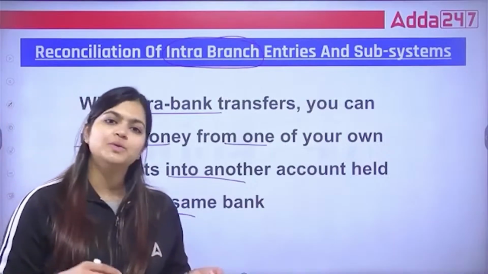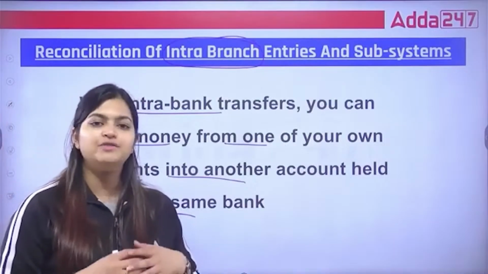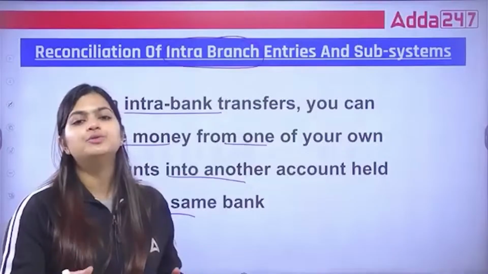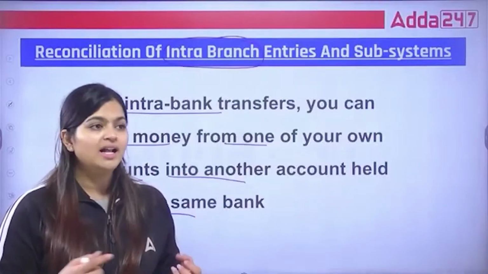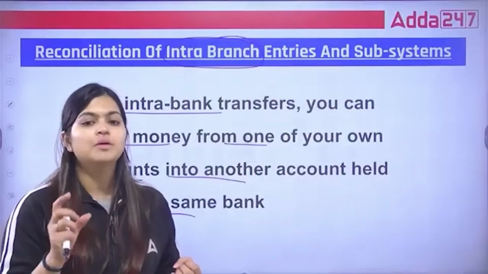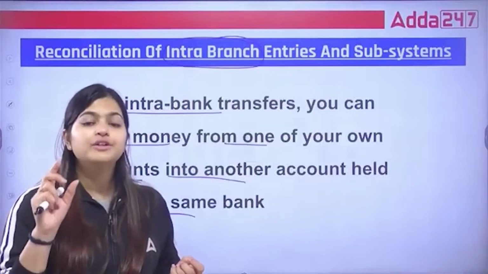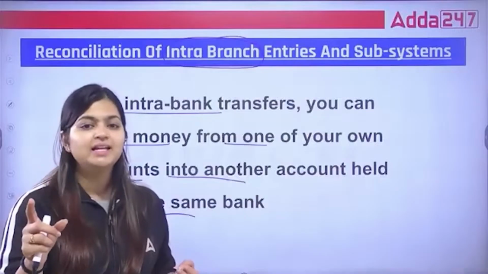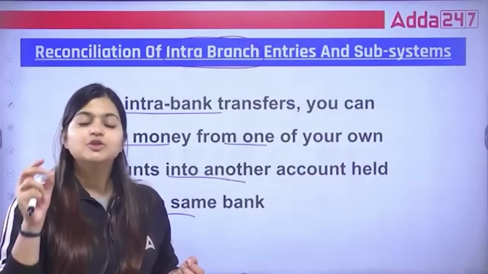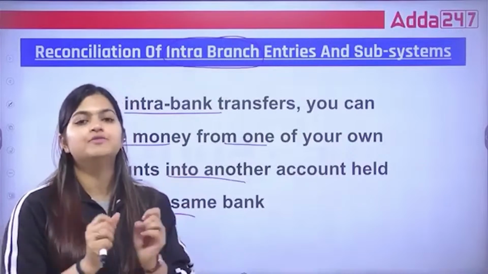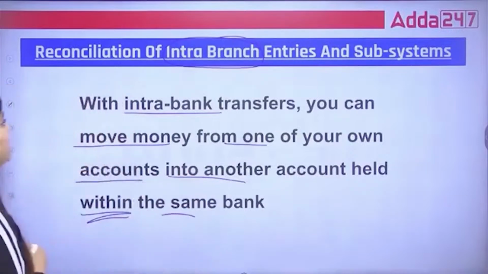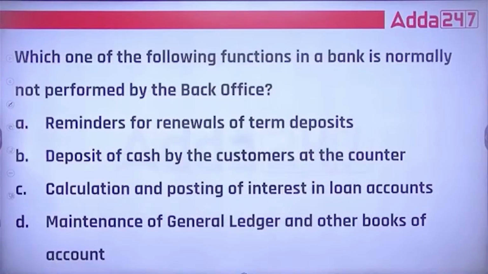Again you need to reconcile, you need to identify if there are any differences, and you need to identify the reasons behind them. Ultimately, the differences might point to fraud. Some illegal activities, they can give you the hint. So make sure you are cross-checking properly and reconciling very carefully. So this is again the reconciliation of intra-branch entries.